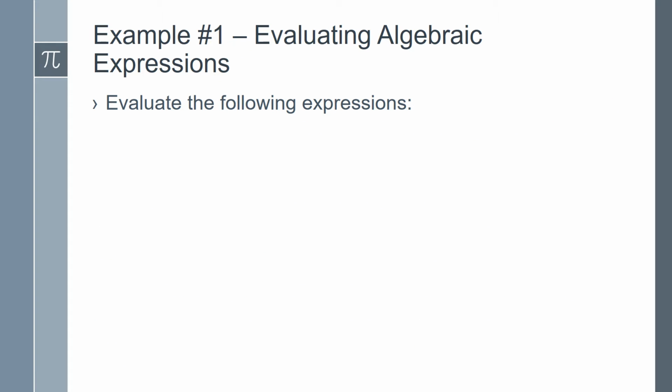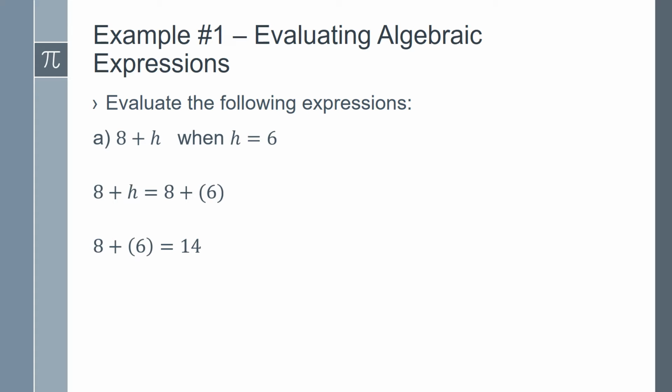Example number 1. Evaluate the following expressions. 8 plus h when h equals 6. We will need to substitute the number 6 in for h in the expression in order to evaluate. So we have 8 plus h equals 8 plus 6. Notice that I always substitute the number in and place it in parentheses so that I know it went in for a variable. 8 plus 6 equals 14. So 8 plus h equals 14 when h equals 6.